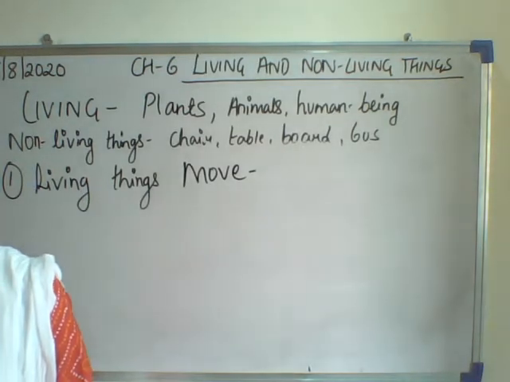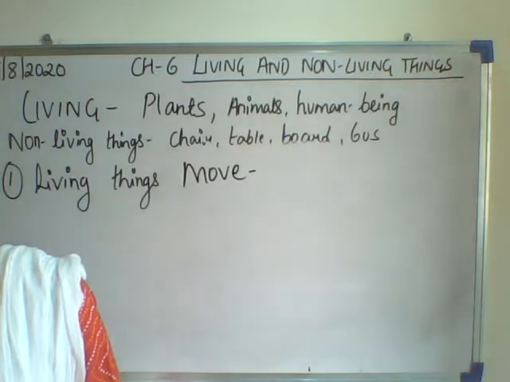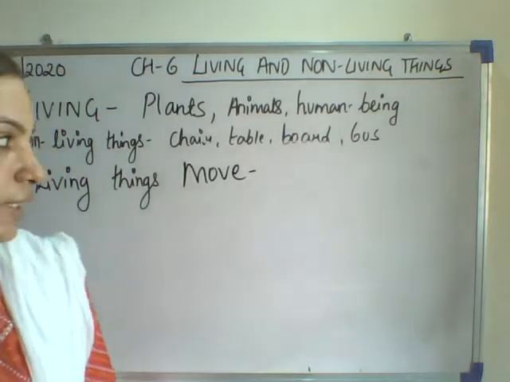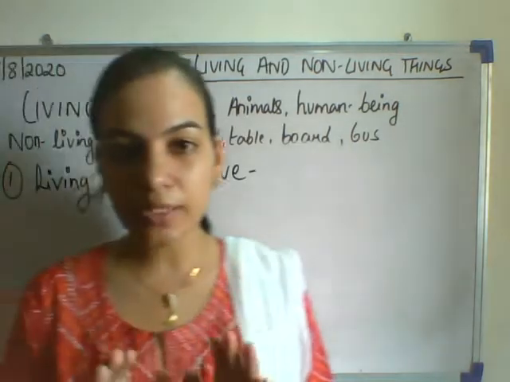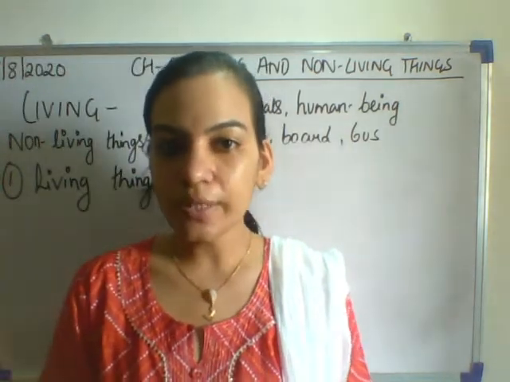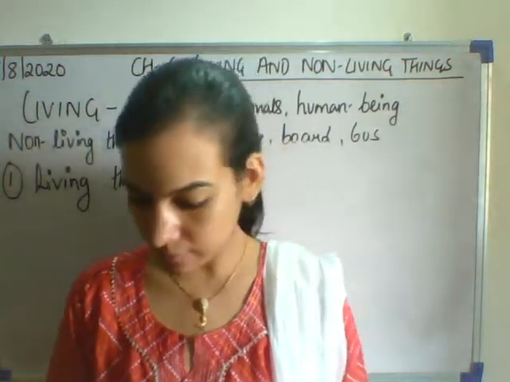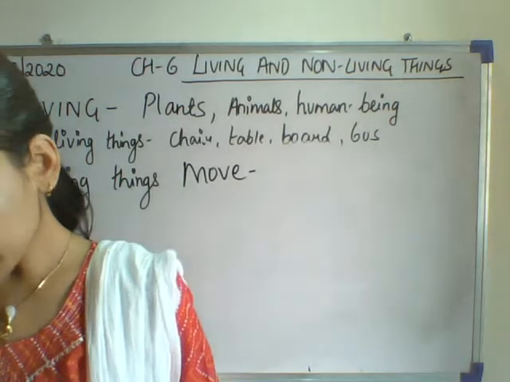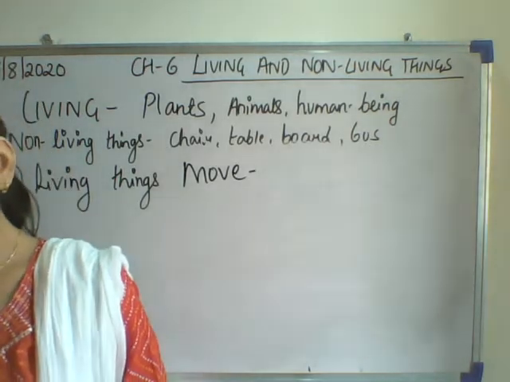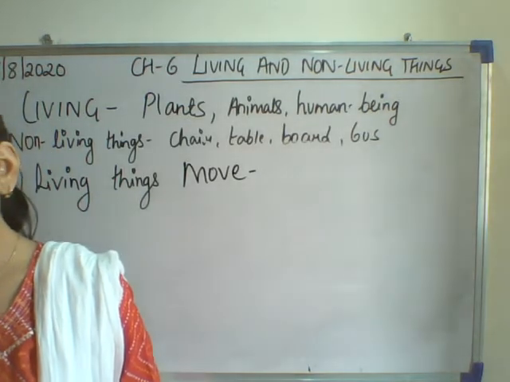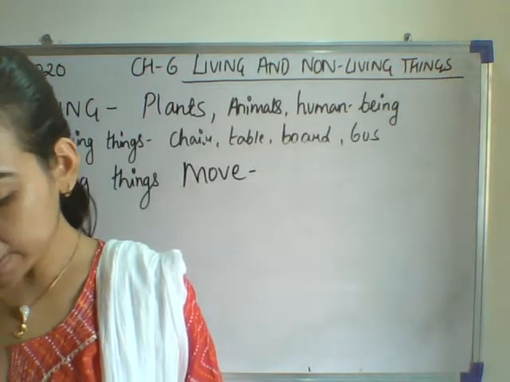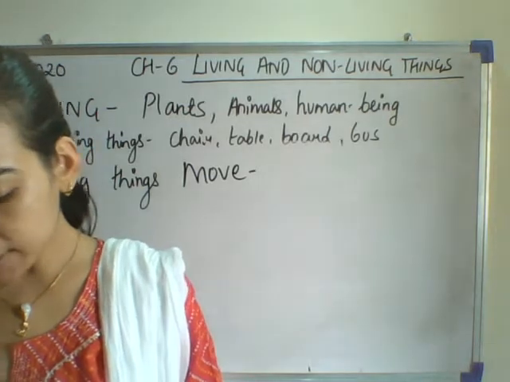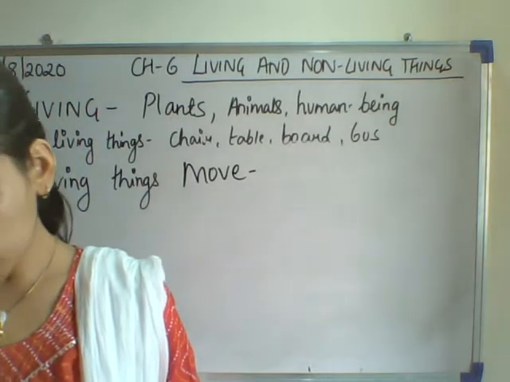They move from one place to another in search of food, shelter, and to protect themselves from enemies. All the living things move from one place to another in search of food to protect themselves from enemies. Animals like cow, lion, and dog move with the help of their legs. Birds and some insects fly with the help of their wings. Plants do not move from one place to another because they do not need to search for food.